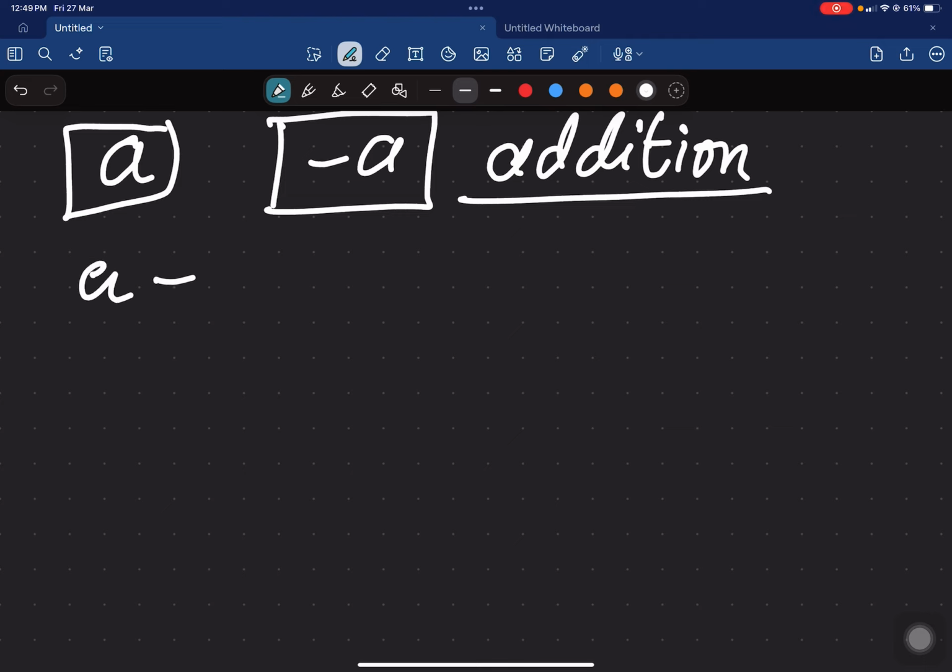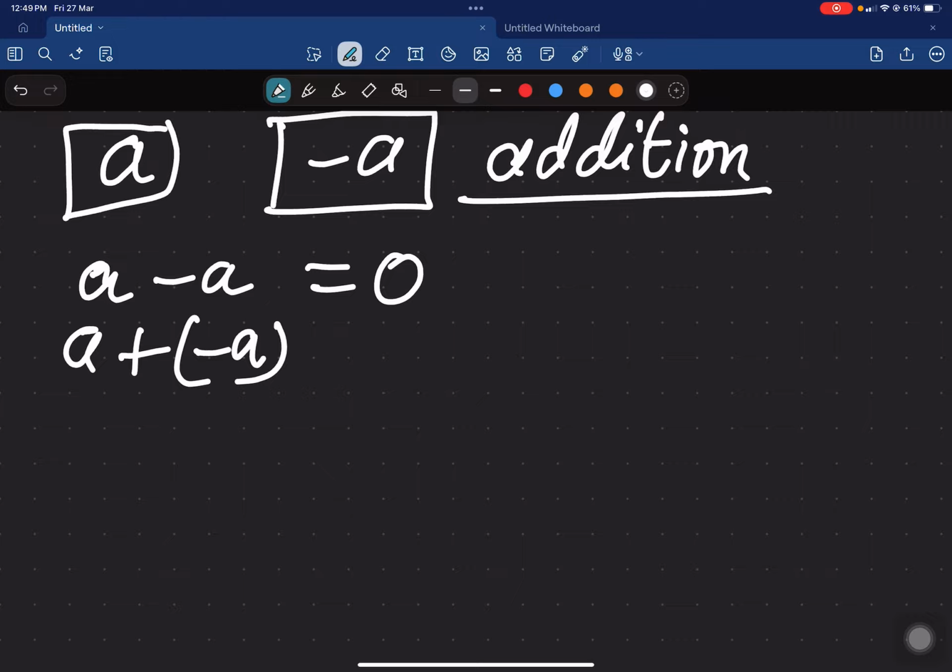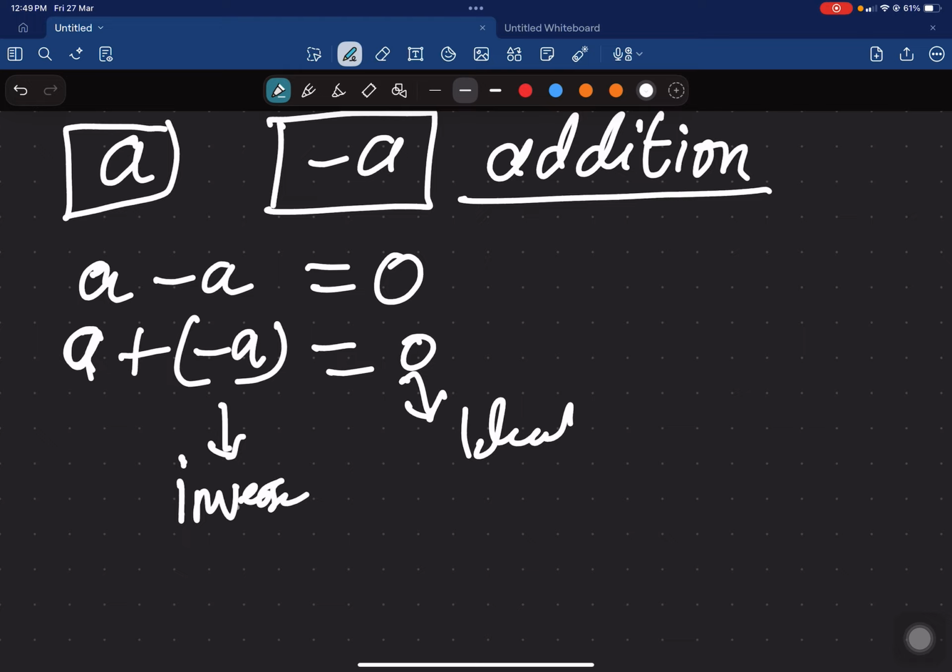So a minus a gives us 0. Let me expand it: a plus negative a, because we are talking about addition. It will be nicer when we put it in this form. So a plus negative a equals 0. Here the 0 represents what? Our identity element. Our negative a here represents what? Our inverse. And then a is basically the number we are taking from the set of integers.